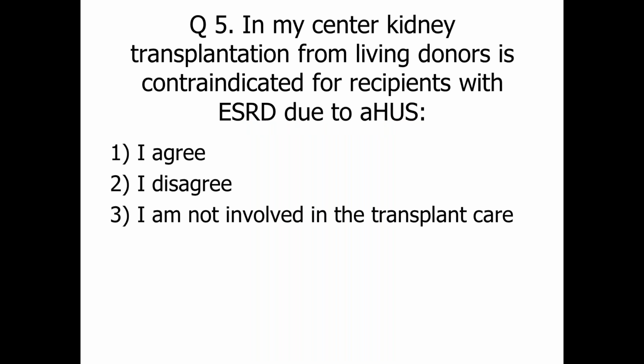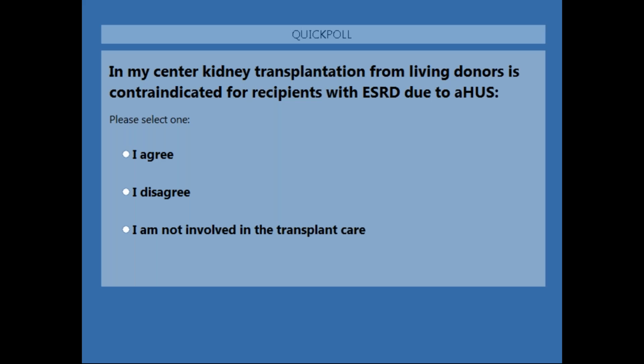And the last thing about the donor, what do you think? This is my last question. In your center, transplantation from living donor is contraindicated for recipients with end-stage renal disease due to atypical aHUS. Do you agree that in your center this is contraindicated, disagree, or are you not involved in the transplant care?